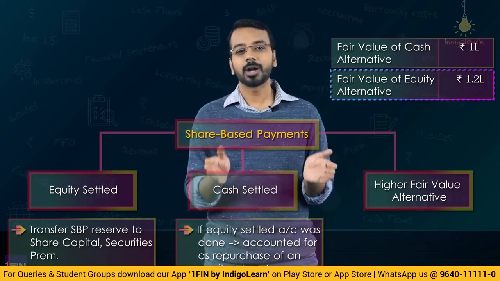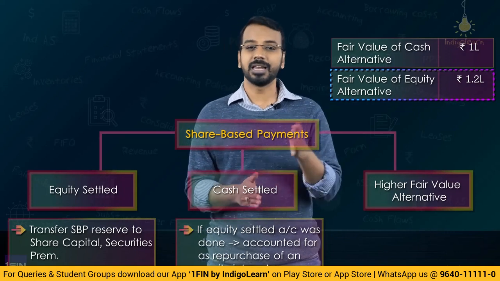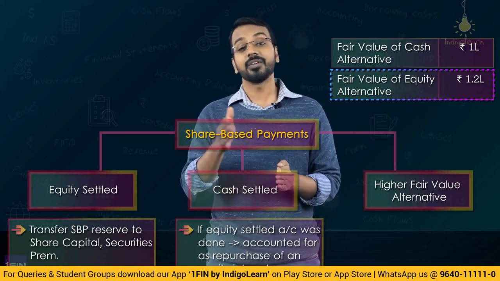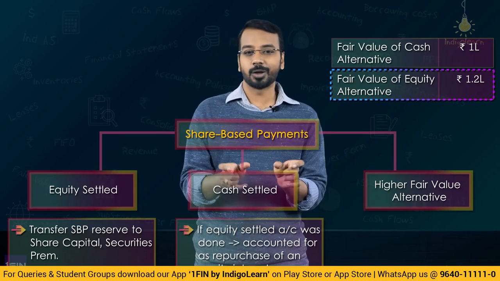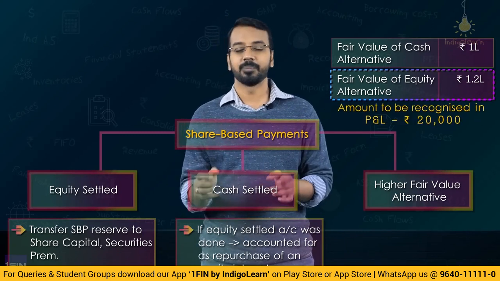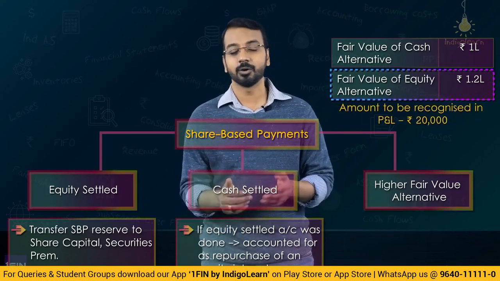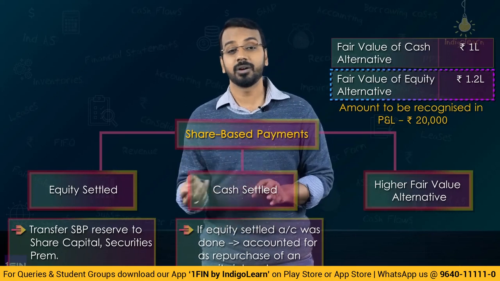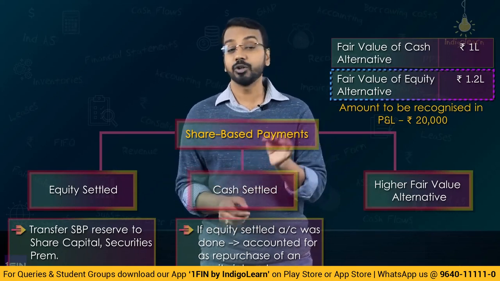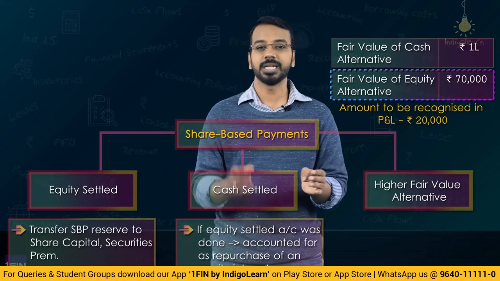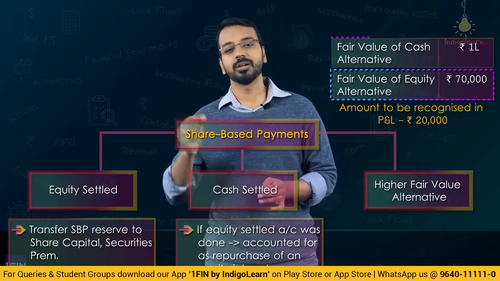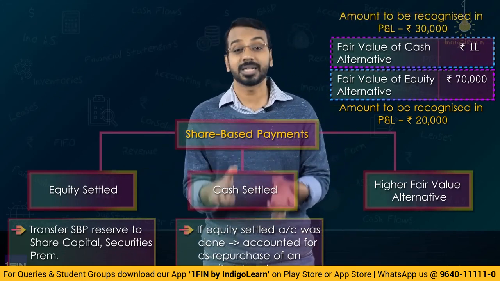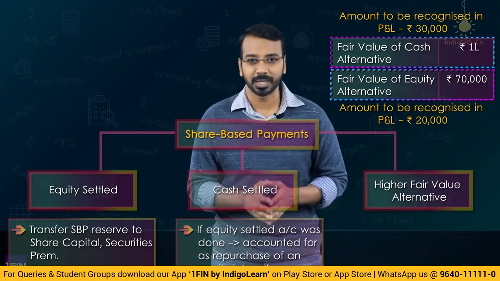Now, in this case, whatever is the difference between the fair value of the equity alternative and the fair value of the cash alternative, that 20,000 should be recognized in the P&L. Similarly, consider the reverse scenario: the fair value of the cash alternative is 1 lakh and the fair value of the equity alternative is, say, 70,000, and the entity decides to go with the cash alternative. Then the difference of 30,000 should be recognized in the P&L, right?